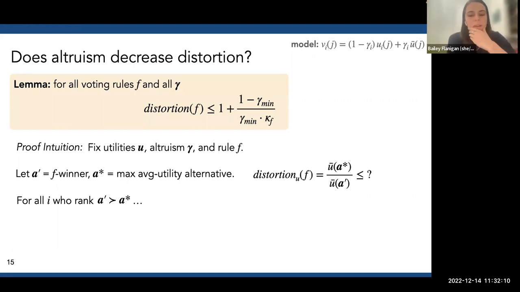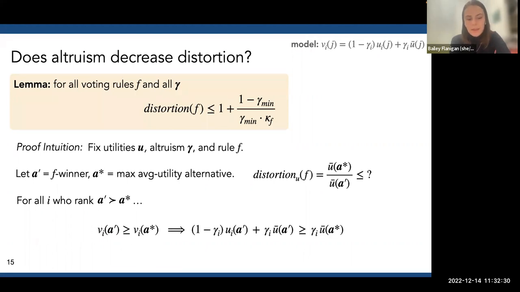Okay, and so in proving this upper bound, we're going to look at a very specific set of voters, which is the voters who rank A prime ahead of A star. If a voter ranks A prime ahead of A star, it means that they have higher altruism-informed value or utility for A prime than they do for A star. And this is useful because it's going to imply a lower bound automatically on the average utility of A prime. To see this, I've written out the expression for the value of A prime and the value of A star, and I've dropped one of the terms on the right-hand side because we don't need it for the bound to be tight. So we've just slightly loosened the inequality, no problem.